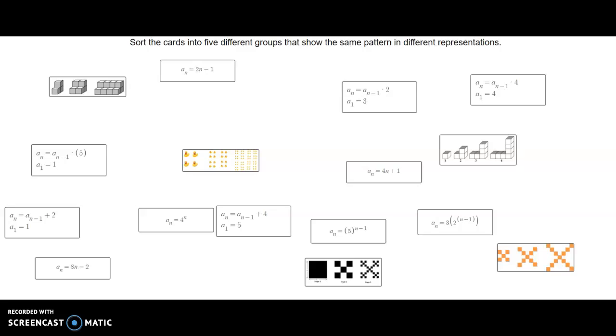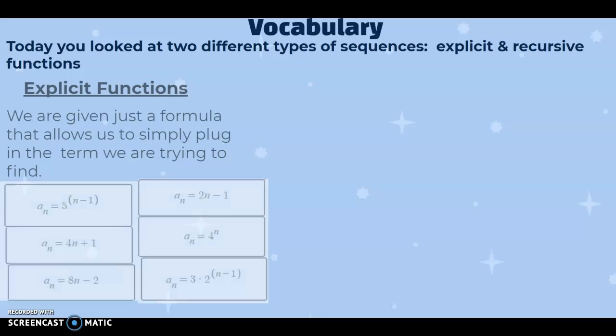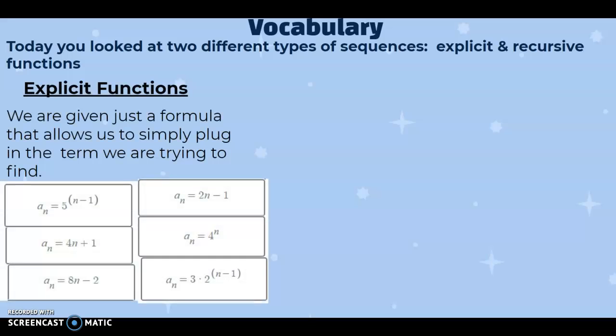Now that you've done that, let's go review some vocab that we learned today. So today we looked at 2 different types of sequences, explicit and recursive. Explicit functions were given just the formula that allows us to simply plug in the term we're trying to find. So these can be, of course, arithmetic or geometric. They look something similar to this. They have A subset n equals something. These are explicit functions.